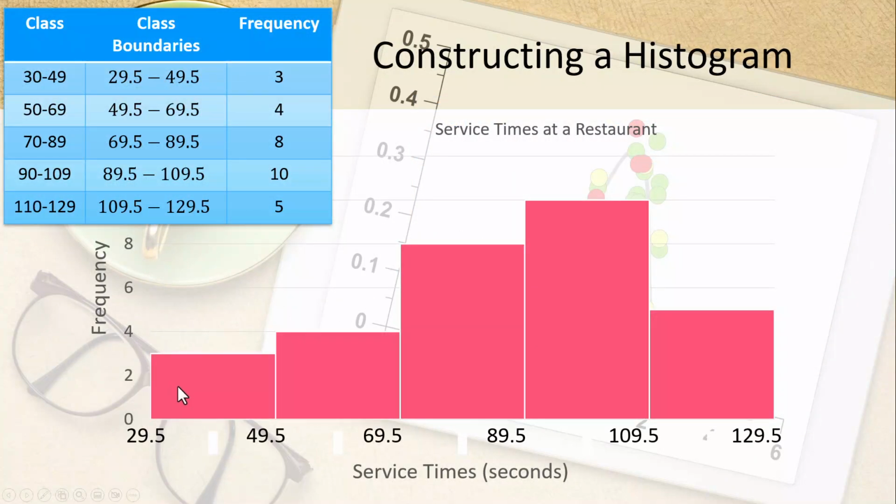Notice here that in our first class between 29.5 and 49.5, the height is 3. Here it is 4. Here we have 8 between 69.5 and 89.5. Here we have 10 between 89.5 and 109.5. And finally, here we have 5 between 109.5 and 129.5.